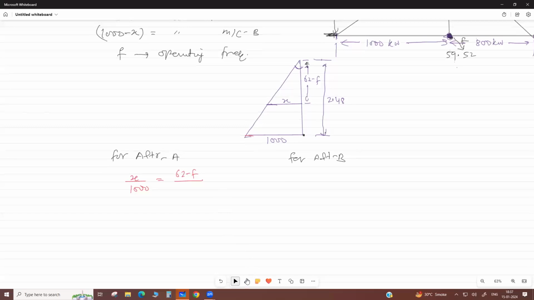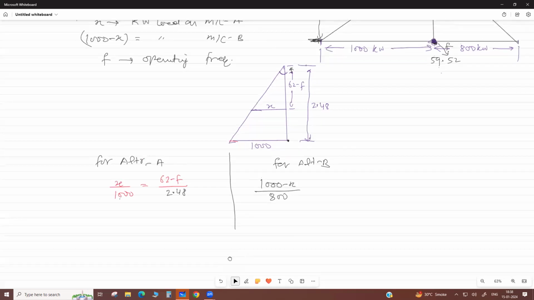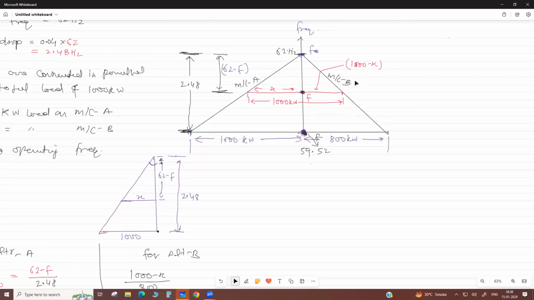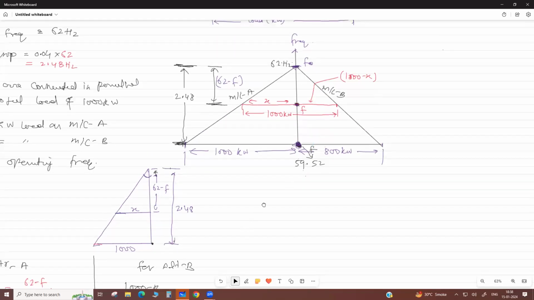Now come to next. So now this triangle height ratio and base ratio, we are writing small to big triangle base ratio, small to big triangle height ratio. So this height was for bigger is this. Same for B, alternator B. Like what is the small triangle base? It is 1000 minus x by 800. ये कहाँ से मिला? देखो इधर, what is this base? 1000 minus x and this is 800.